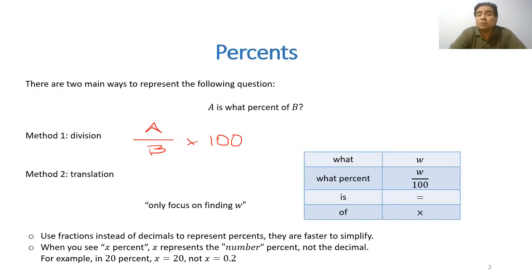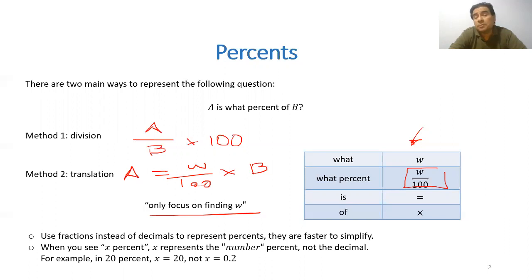Now, the other method is that you translate word by word. In this case, you can translate word by word using this equivalence table. For example, A is means equal. What percent? You can interpret this as a variable meaning a percentage, W over 100, of means multiplication, and B is quantity B. So now all you do is focus on finding this variable W that represents the percent.